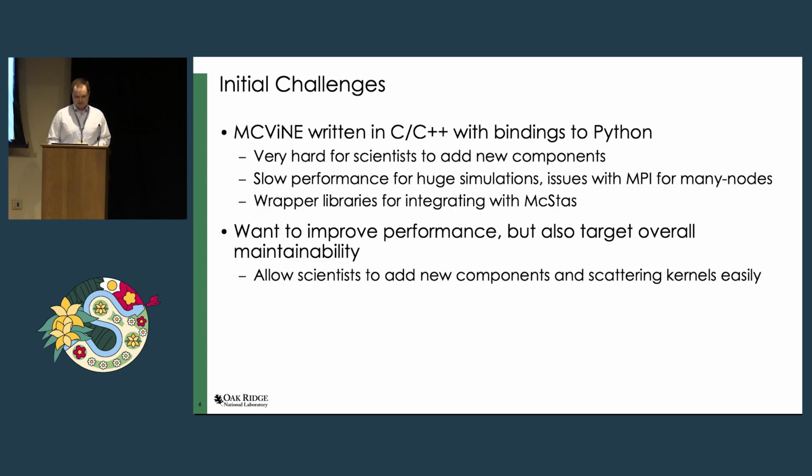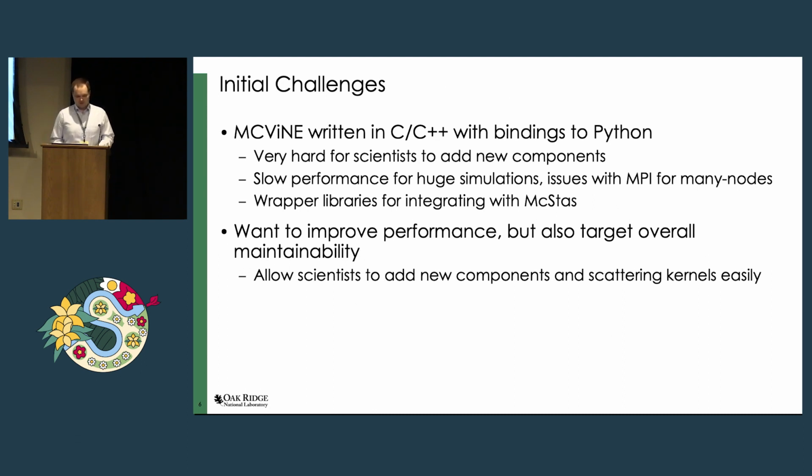Some initial challenges: MCViNE is originally written in C and C++, with some bindings to Python for user interaction. That's how users interact primarily with MCViNE, solely through Python. However, it's very hard for scientists to add new components. Since everything's written in C and C++, a lot of the scientists at our facilities don't know C++, and so it's a very large barrier to implementing new things.